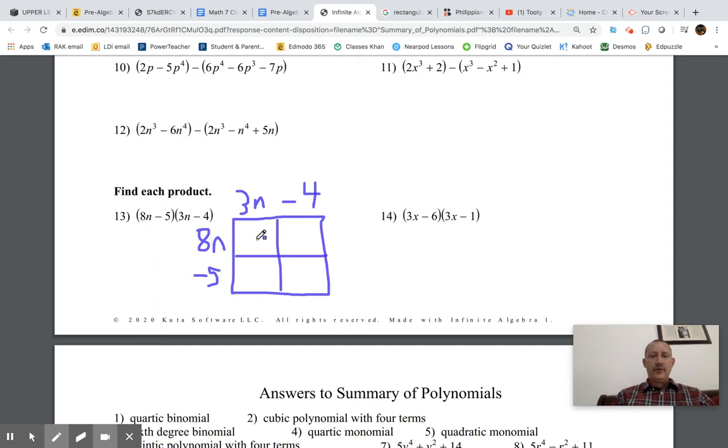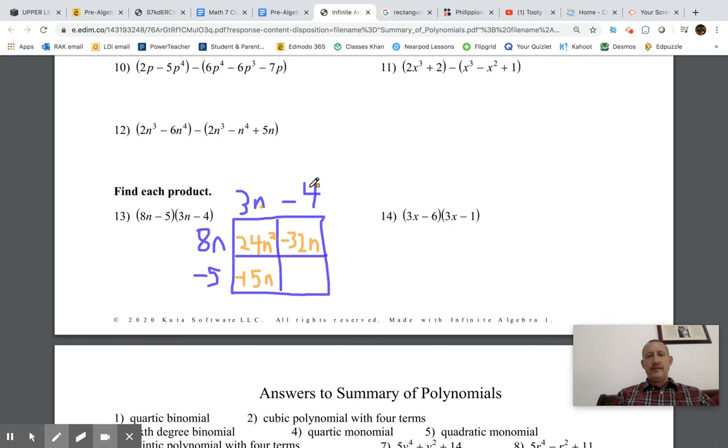Now we multiply the row times the column for each box. So what's this one going to be? 3 times 8 is 24. And n times n is n squared. For this box, 3n is the column, and negative 5 is the row. So it's negative 15, and there's only one n, so we just put n. Okay? 8n and negative 4 are going to be that one, so that's negative 32, and just n, because that doesn't have an n, so we just have one n that we're multiplying. Negative 4 times 8 times n.